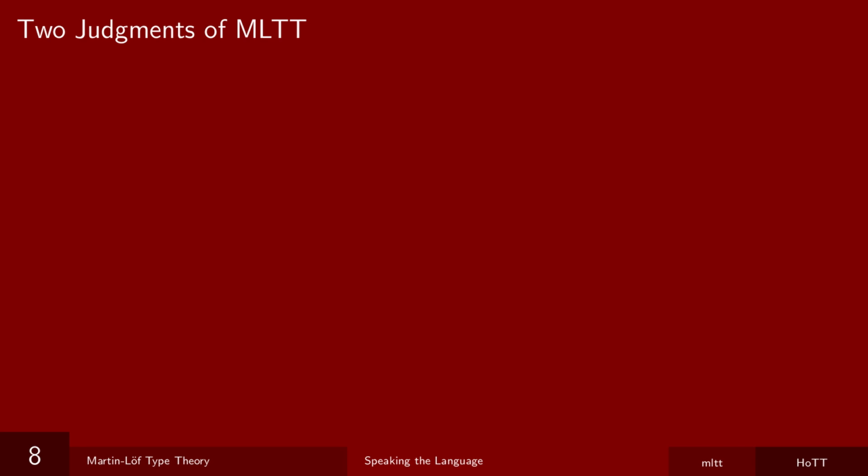This is the kind of thing we'll be able to say in the language of MLTT, and we'll write it like this. If x is a term and t is a type, then x:t is the judgment that x is a term of type t.